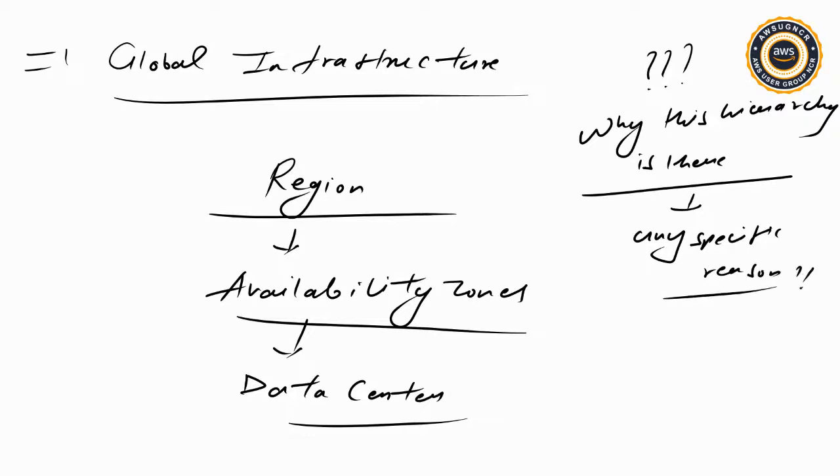We have this activity. So again, I will give you 2 minutes for this particular activity. And I'll repeat my question. I have created one hierarchy: region, availability zones, and data centers. Whenever we talk about global infrastructure, we see this hierarchy. So my question is, why is this hierarchy there? Is there any specific reason why we have this type of hierarchy in AWS? Your time starts now. Over to you all.